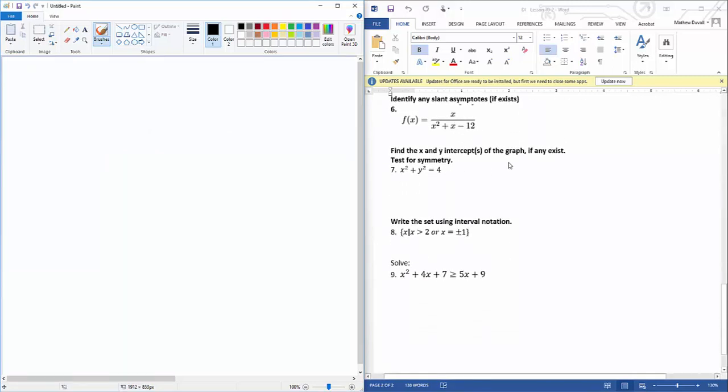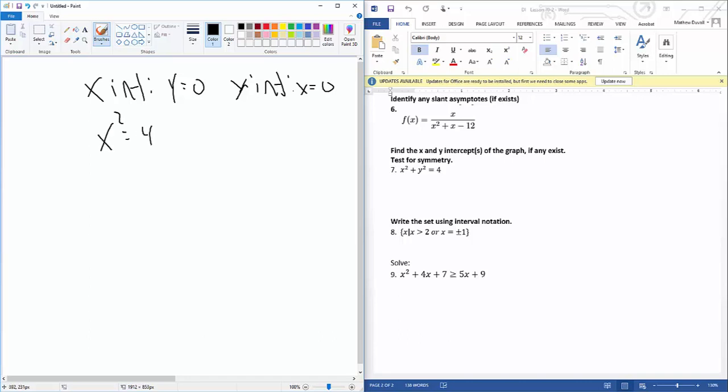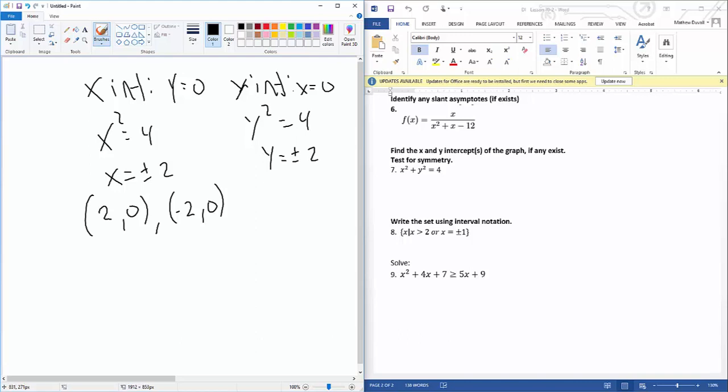It says find the x and y intercepts of the graph, if any exist, and test for symmetry. Remember, for the x-intercept, you plug in y equals 0. For the y-intercept, you plug in x equals 0. So for the x-intercept, x squared equals 4, x equals plus or minus 2. I can't leave it like that, so I have to write them as points, because an x-intercept represents a point. And in this instance, you get y squared equals 4, so y equals plus or minus 2. So it'll be (0, 2) and (0, negative 2).